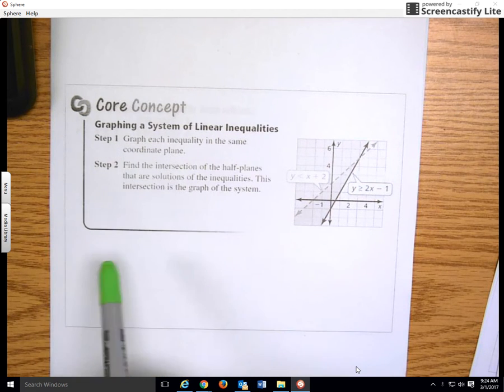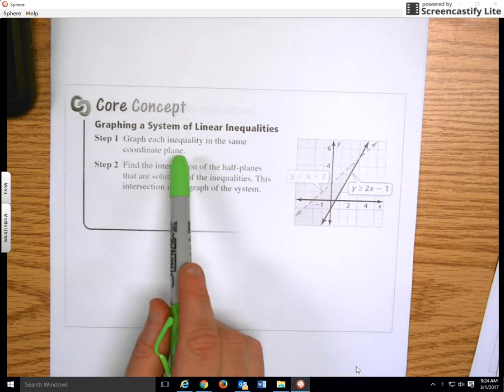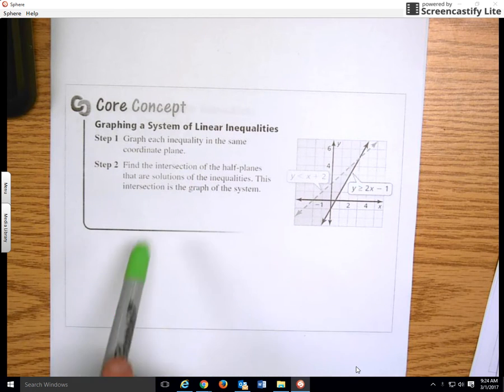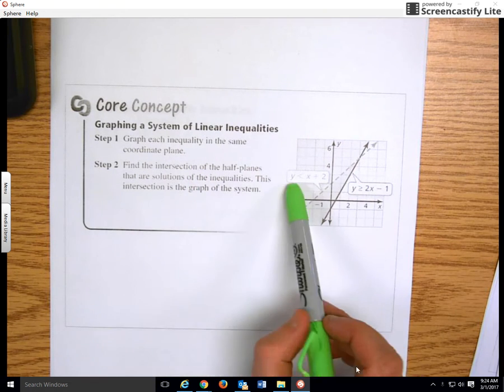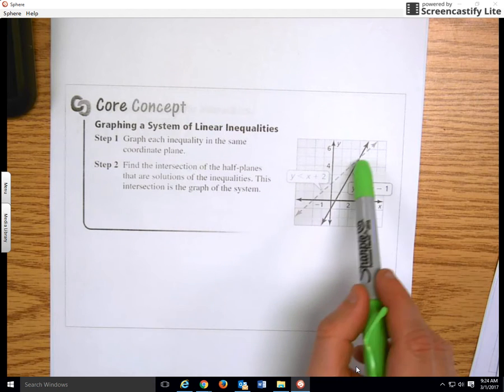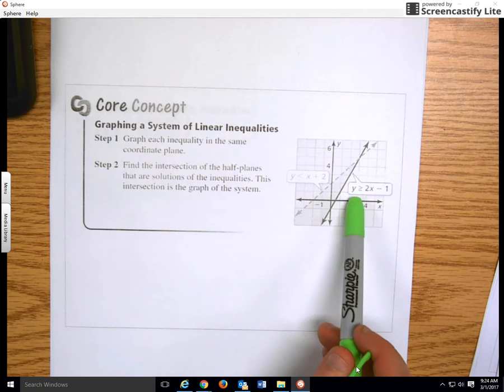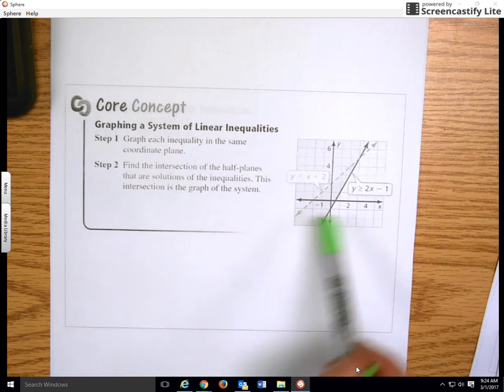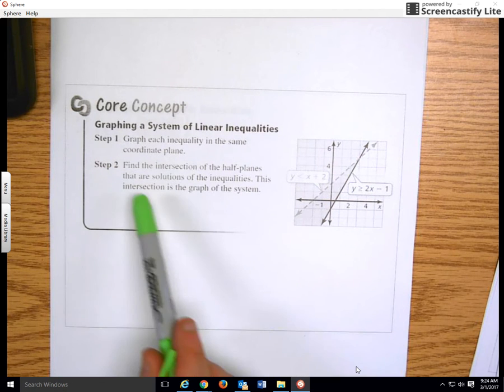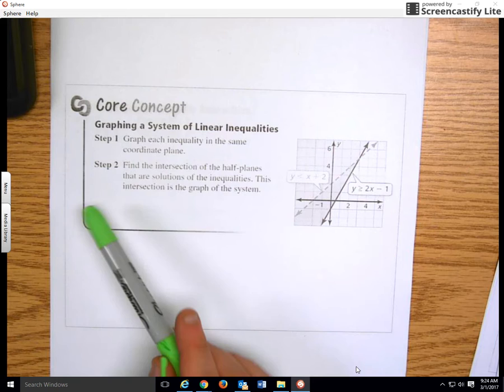Graphing a system of linear inequalities, you want to graph each inequality in the same coordinate plane. So in this case, they graphed y is less than x plus 2. They also graphed y is greater than or equal to 2x minus 1 in the same coordinate plane. Then you want to find the intersection of the half planes.